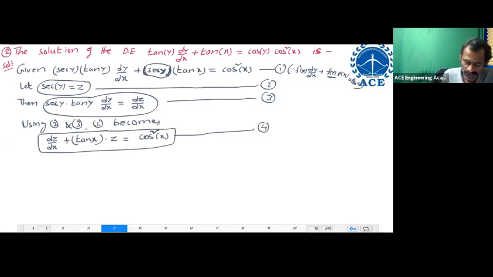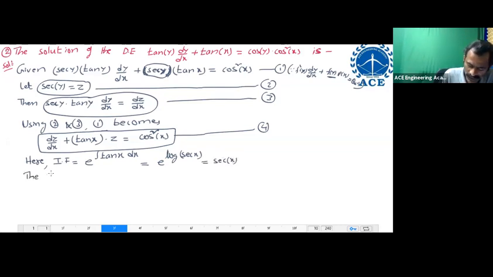After conversion, we solve it by the linear method. According to the linear method, we require the integrating factor for writing the solution. Integrating factor equals e power integral of tan x dx. Tan is sine by cos, so the integral of tan x is log of secant x, which gives the integrating factor as just secant x.